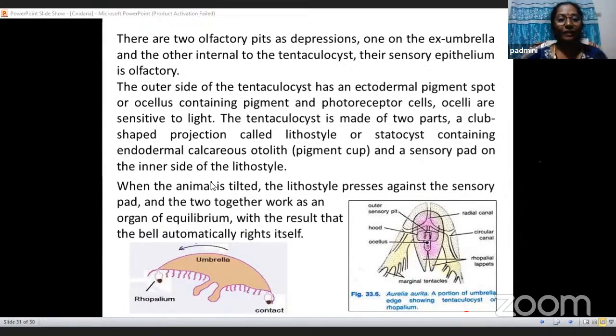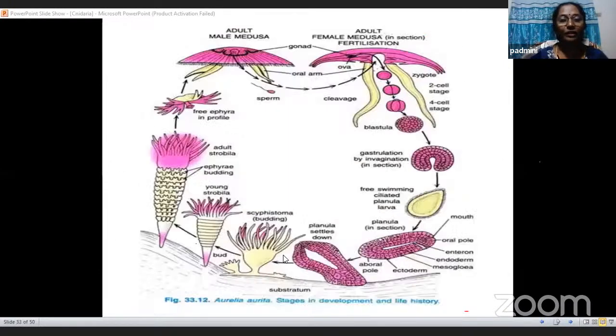So what happens over here? When the animal is tilted, the lithostyle presses against the sensory pad, and the two together work as an organ of equilibrium, with the result that the bell automatically turns itself upright. So that is the tentaculocyst.